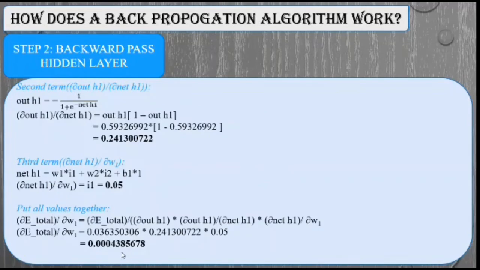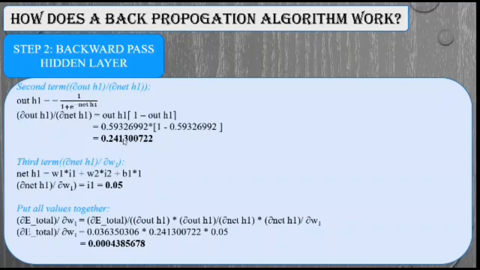Now the second term is the partial derivative of out H1 with respect to net H1, and we know that the value of out H1 is 1 upon 1 plus e power minus net H1, which upon differentiating with respect to net H1 we get the same value into 1 minus the same value. So substitute the value of out H1 here and we get the value of partial differentiation of out H1 with respect to net H1 as 0.2413. So by now we have got the first term and second term values.